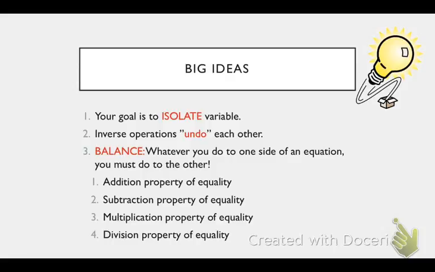And finally, the idea of balance. Whatever you do to one side of an equation, you must do to the other. And there are 4 properties of equality that give you the authority to do this. So if you choose to add 6 on one side of an equation, the addition property of equality says you must add it on the opposite side. So I will refer to these 4 properties of equality throughout this lesson.